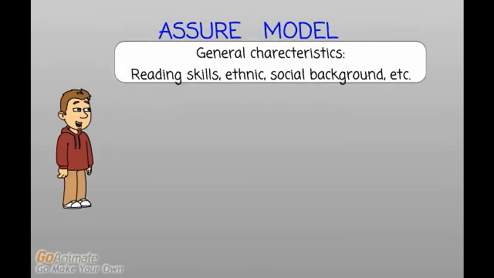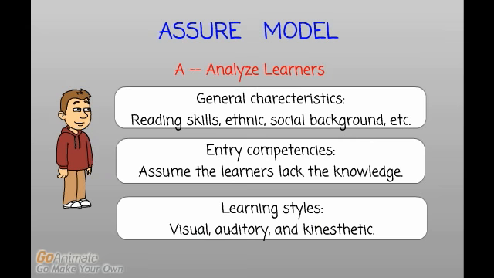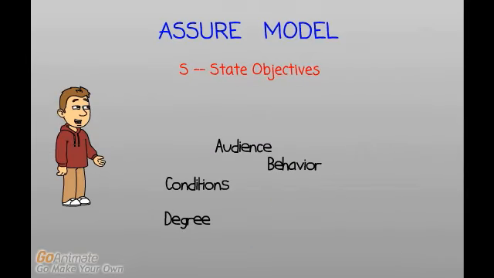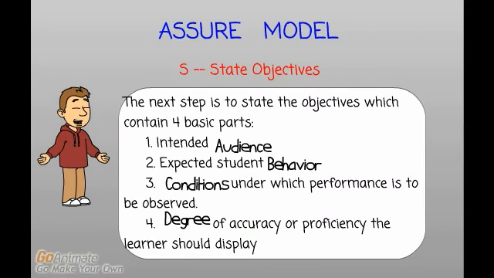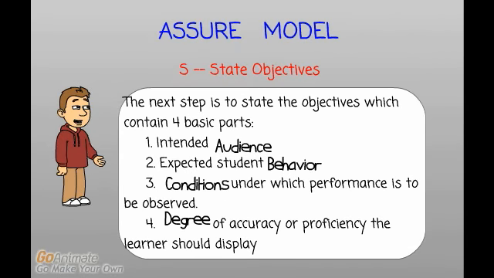First step is to analyze learners. We need to analyze their general characteristics, entry competencies, and learning styles. The next step is to state the objectives, which contain 4 basic parts: intended audience, expected student behavior, the conditions under which performance is to be observed, and the degree of accuracy or proficiency the learner should display.